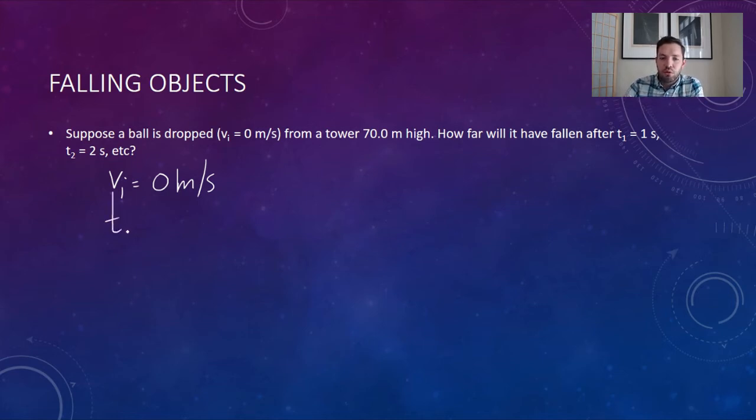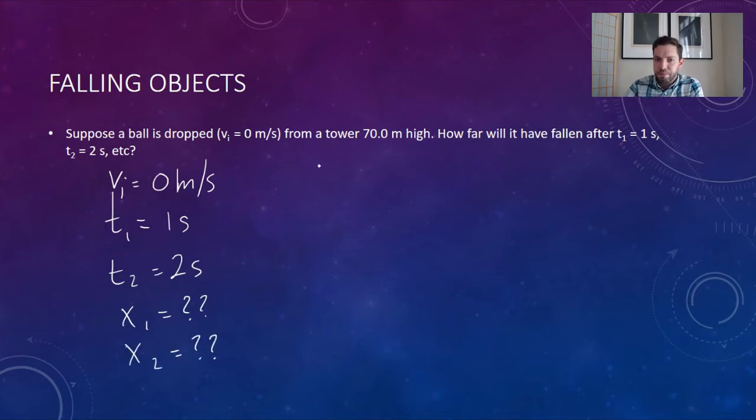We're told that after 1 second, after 2 seconds, we're figuring out what's the distance that it's fallen after 1 second. What's the distance that it's falling after 2 seconds? Now, the equation we can use is this one, v_i t plus 1/2 a t squared.